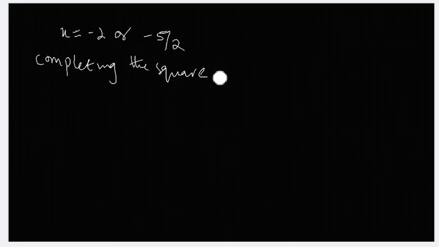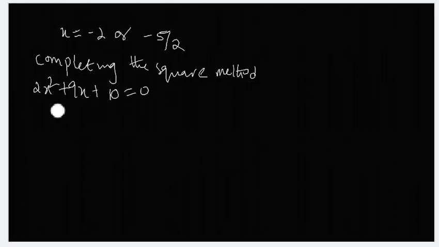So the last method we are using here is the completing the square method. Now there are rules you follow when using the completing the square method. Now back to the question: 2x squared plus 9x plus 10 equals 0. The first thing you do is move the constant term to the right hand side.